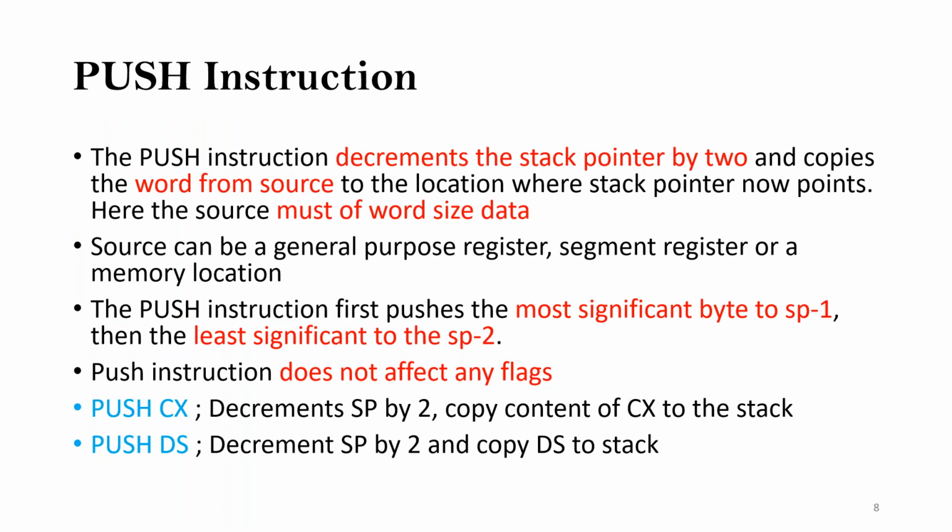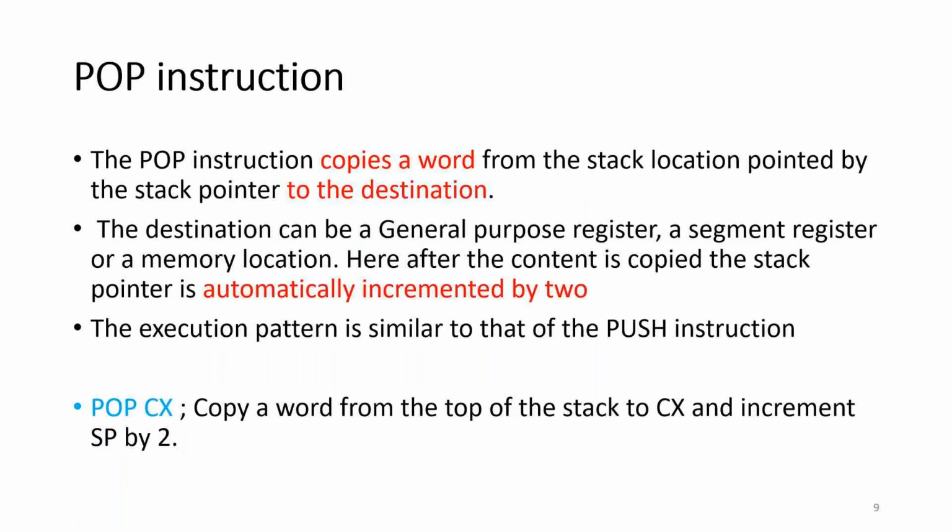Next we have the push instruction: push cx, push dx. By default your stack pointer is decremented by 2 because it is a 16-bit processor. A memory location in the stack is capable of storing only 8 bits, so if you want to store 16 bits, I should go for decrement by 2 in the stack. Next, the pop instruction is similar: we are going to get the data, and the stack pointer is automatically incremented by 2. Push automatically decrements; pop automatically increments by 2.